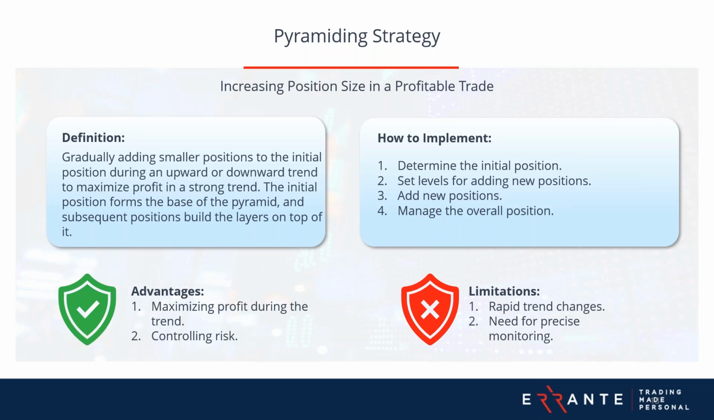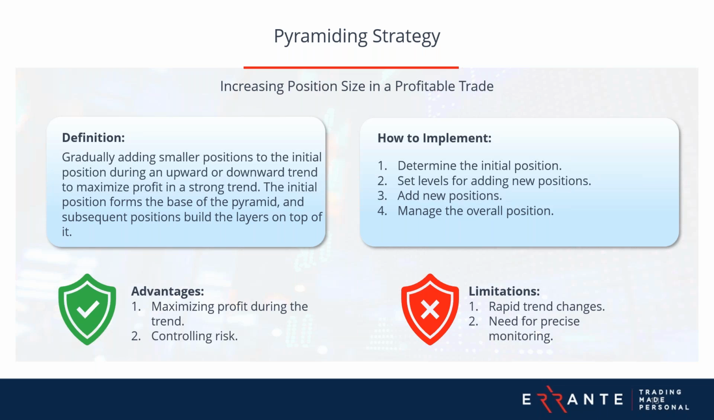Okay, let us get back to our initial example. You enter an initial long position at 1.10 with one lot. As the price moves to 1.1050, you add a second position of 0.5, or half a lot. Okay, when the price reaches 1.11, you add a third position of 1.25 lots. Each time you add a new position, you also adjust the stop loss levels of the previous positions to lock in profits and protect against reversals.